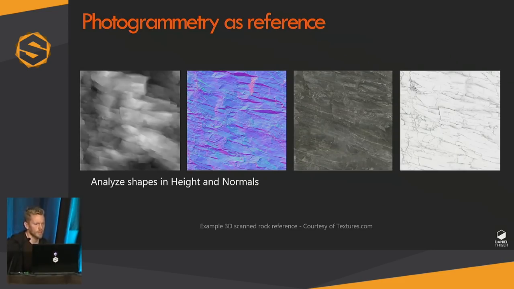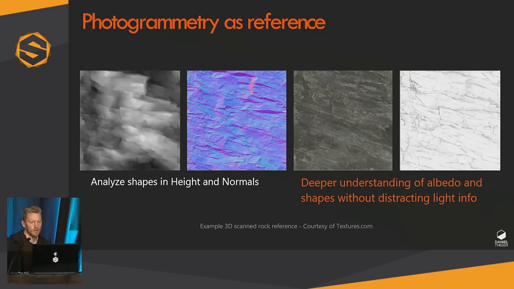Personally, I analyze the height and normals for nuances in shape that are not visible when you're looking at the material. You can really zoom into small details. And for diffuse, you can analyze what it really looks like without the distractions of the light information. 3D scans are almost impossible to match procedurally, but for me, it's been an interesting challenge to see how close I can get with a fully procedural workflow.